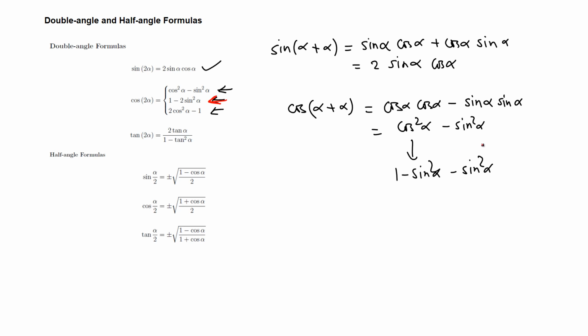Okay, similarly we can leave cosine square alpha there, and sine square alpha is 1 minus cosine square alpha, but this negative sign we have to put parentheses around, or distribute, this negative 1 becomes positive. So 2 cosine square alpha minus 1, and we get the third. So depending on the situation, you use one or the other.